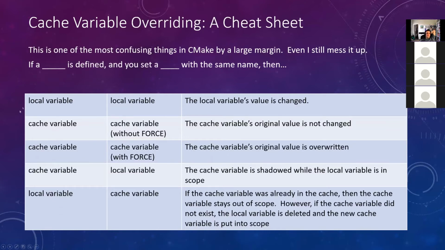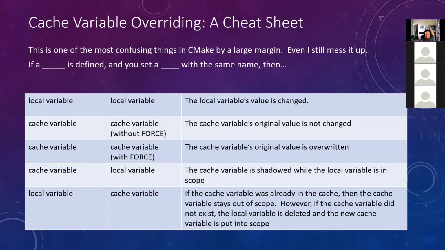If a cache variable is already defined and you set a cache variable without force, then it doesn't change the cache variable. It just leaves it as it is. If a cache variable is defined and you set a cache variable with force, then it'll overwrite the value of the cache variable. If a cache variable is defined, you set a local variable, then it will shadow the cache variable for as long as the local variable is in scope. So the cache variable is still there, but it's hidden by the local variable.